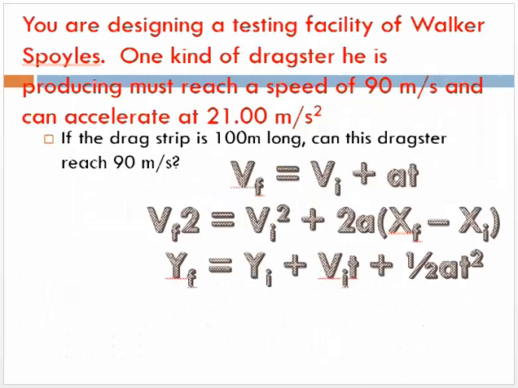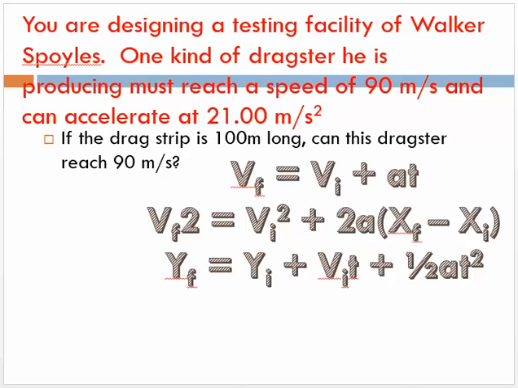All right, the first thing here: you're designing a testing facility for Walker Sports. One kind of dragster he is producing must reach a speed of 90 meters per second and can accelerate at 21 meters per second squared. If the drag strip is 100 meters long, can this dragster reach 90 meters per second?